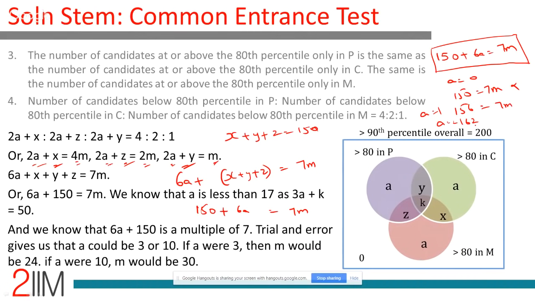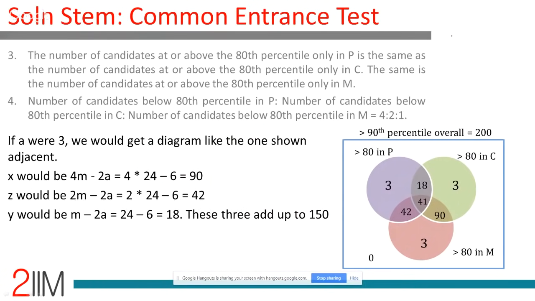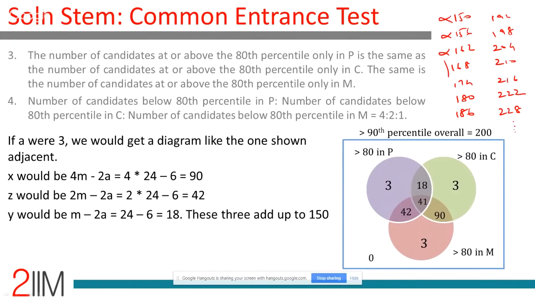Let's go step by step from here and try to locate a multiple of 7. Fabulous idea. Think about it. The numbers I have are 150, 156, 162, 168, 174, 180, 186, 192, 198, 204, 210, 216, 222, 228, and so on. They're not a multiple of 7. 154 is a multiple of 7. 161 is a multiple of 7. We have a winner. 168 is a multiple of 7.